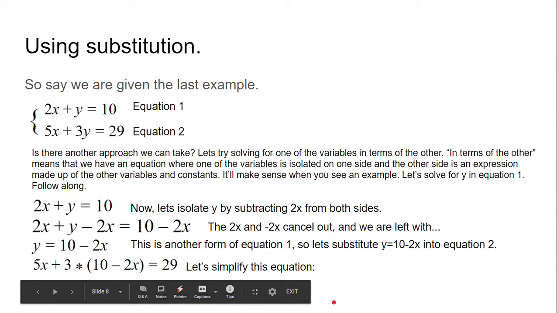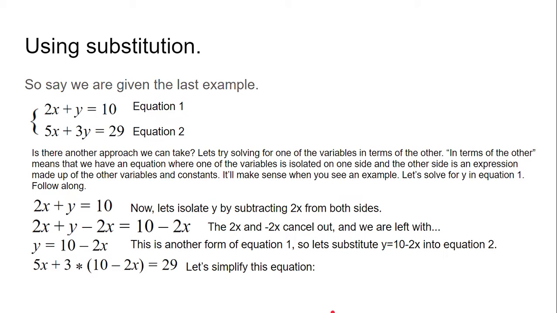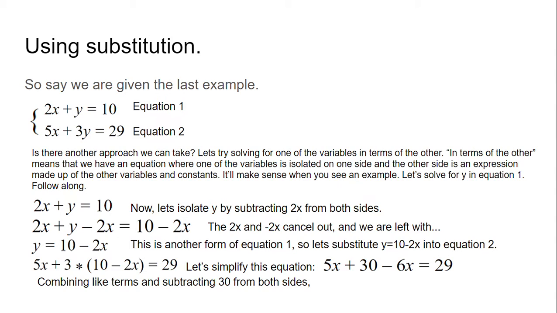Let's simplify this equation. We can use the distributive property to multiply out 3 times (10 minus 2x) to get 5x plus 30 minus 6x equals 29. Let's combine like terms. 5x minus 6x is just negative x. And then let's subtract 30 from both sides to isolate the negative x. Negative x equals 29 minus 30, which is also equal to negative 1, so x equals 1.